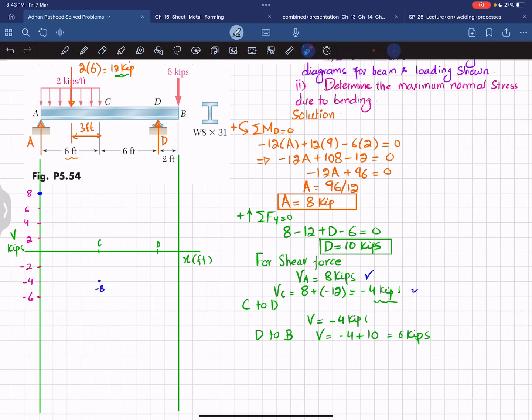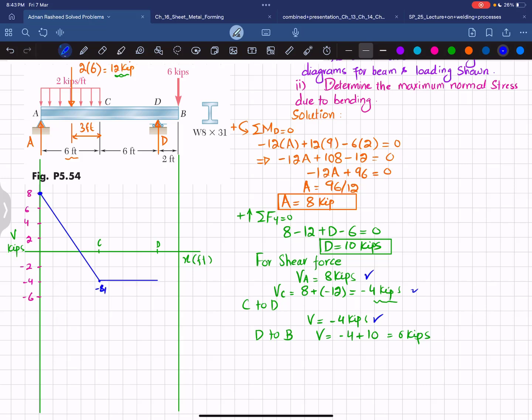Again, you can see that the load from A to C is a distributed load, so the shear force is a straight line, and the bending moment will be one degree higher. Since this is downward, negative, we can join these two points by using a first degree line, or straight line, and the slope will be decreasing. Now from C to D, the shear force remains the same, minus 4 kips. Sorry, this is not minus 8, this is minus 4.